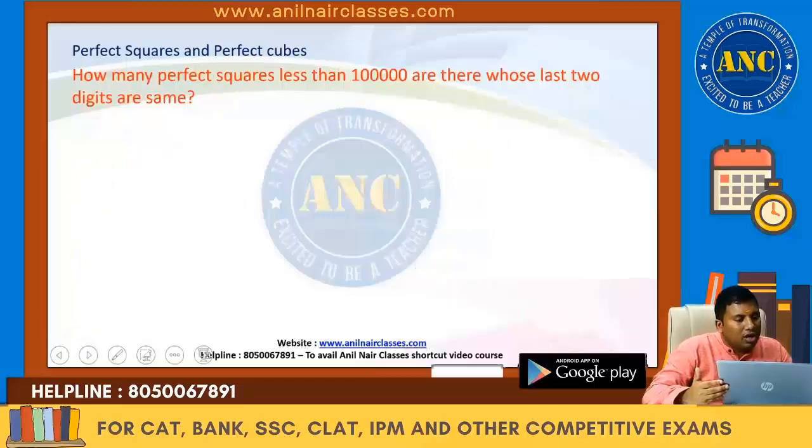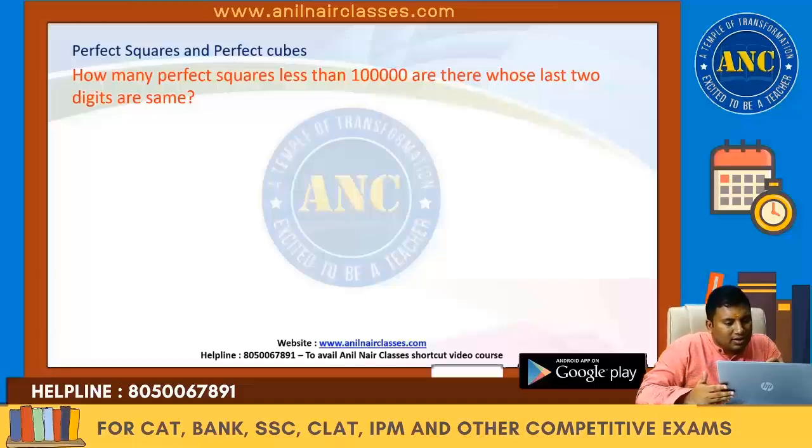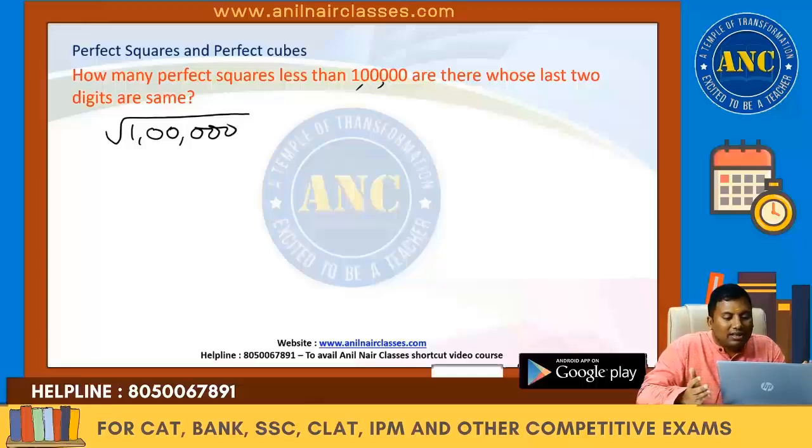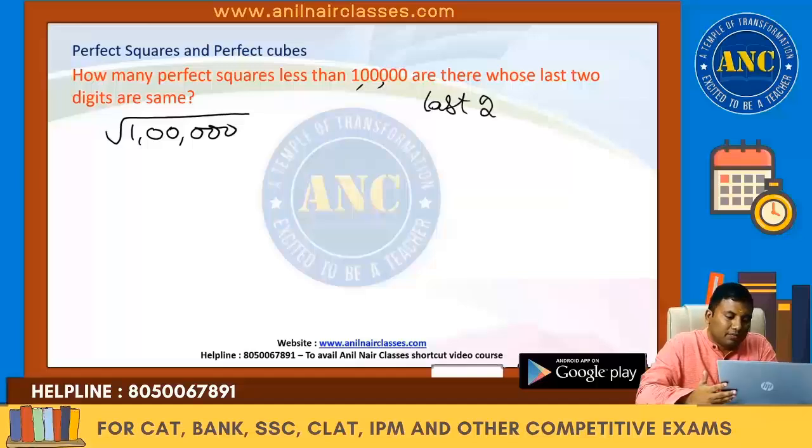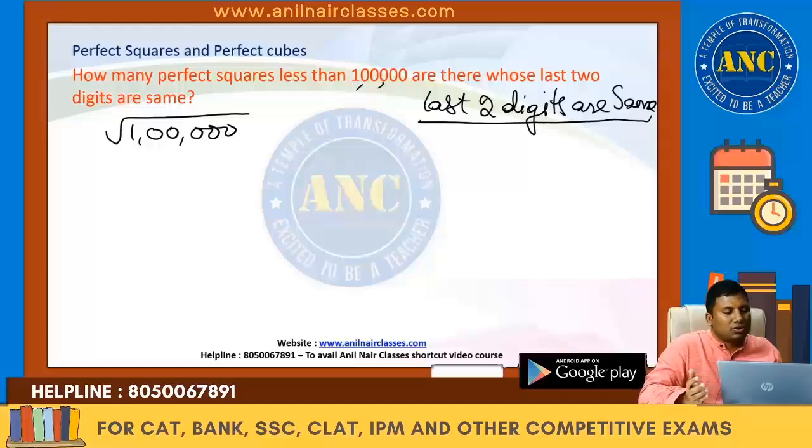Next, how many perfect squares less than 1 lakh are there whose last two digits are same? Less than 1 lakh. Last two digits are same.